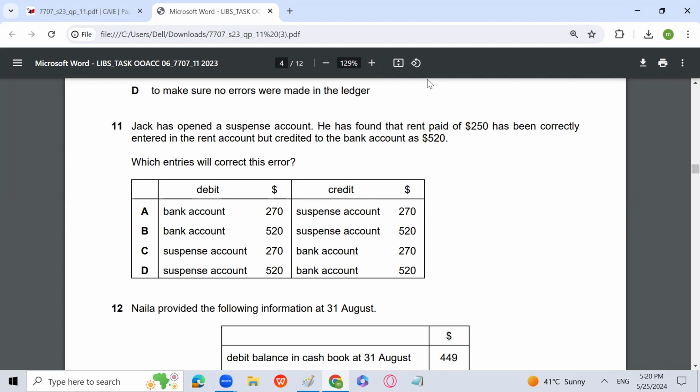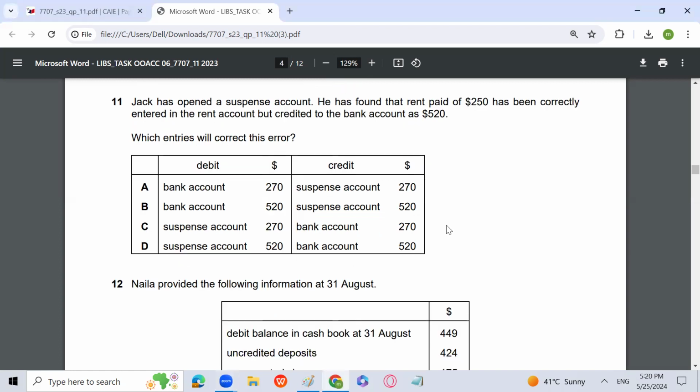Rent paid is rent to cash, the correct entry. Rent account, but credited to the bank account. So instead of rent paid 250, you have credited bank account. You have to credit that bank account by 250, but you have credited bank account by 520. So bank has been credited more by 270. The bank will be debited with 270, and suspense account is going to be credited by 270. So A is going to be the answer. That's right. A answer, bank to suspense.